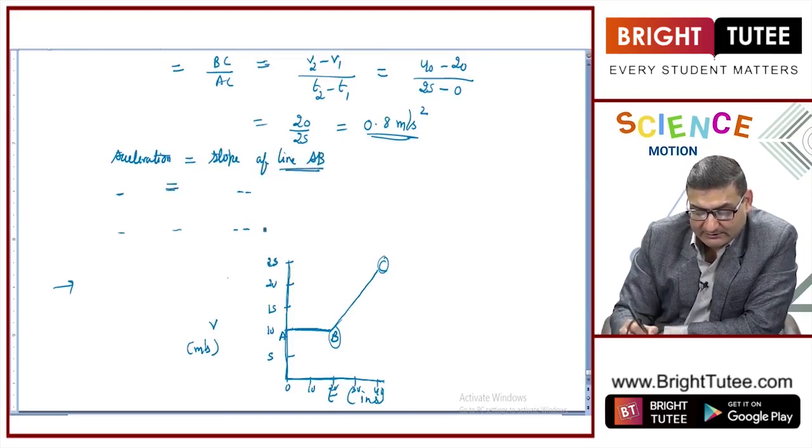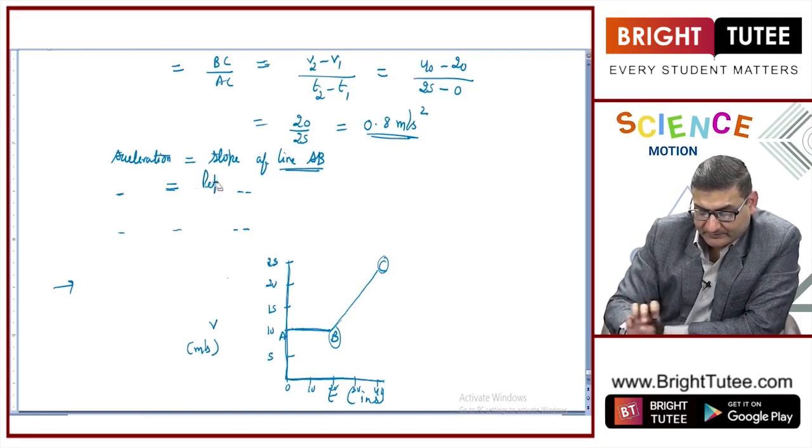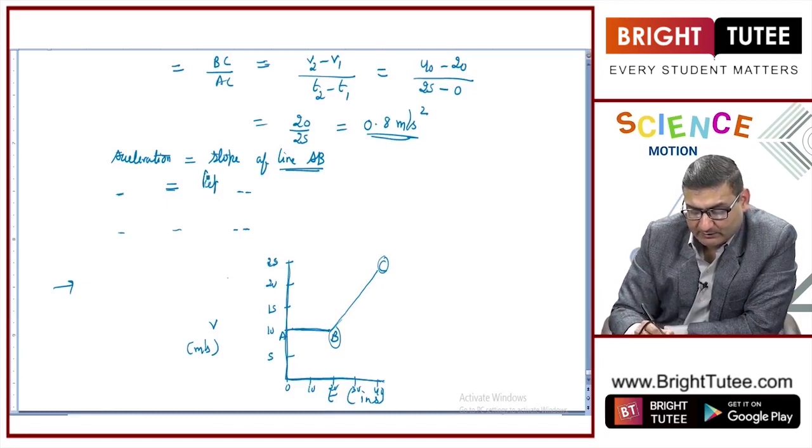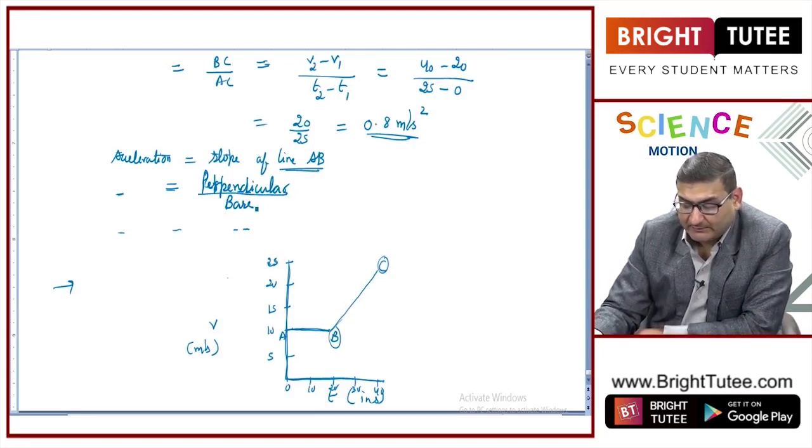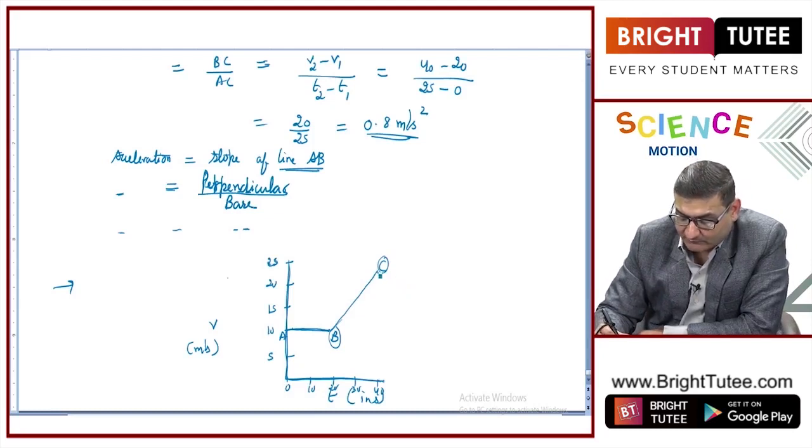And how we are going to calculate the slope of line AB? Simply with perpendicular upon base. For that, we will be just forming the perpendicular and base, and how we are going to do it? We will take the perpendicular from this point C on the x axis. We will take the perpendicular from this point B, right. Let us say this point is, let us mark it D.